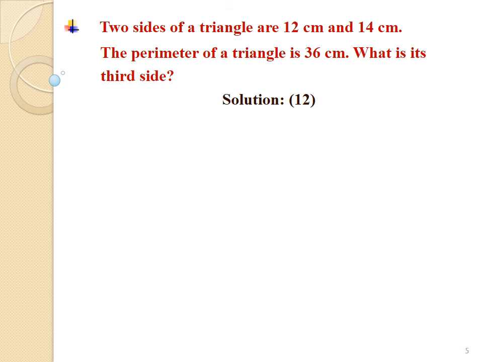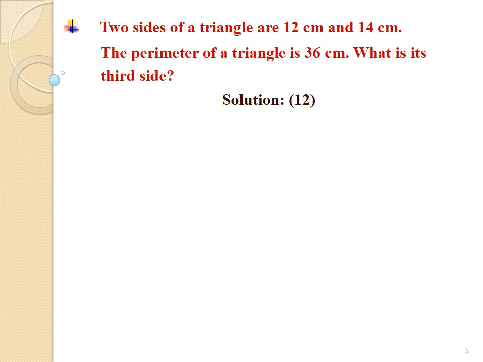Students, in this question, we have been given two sides of a triangle. These two sides of the triangle are 12 centimeters and 14 centimeters respectively. We have also been given the perimeter of the triangle, which is 36 centimeters, and we have to find out the third side of the triangle.